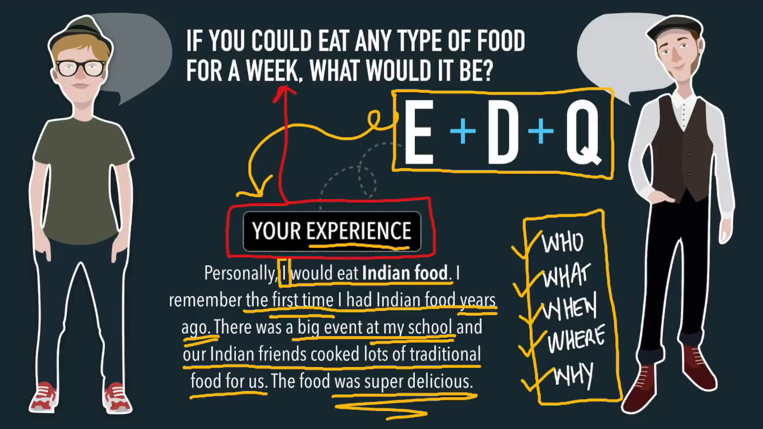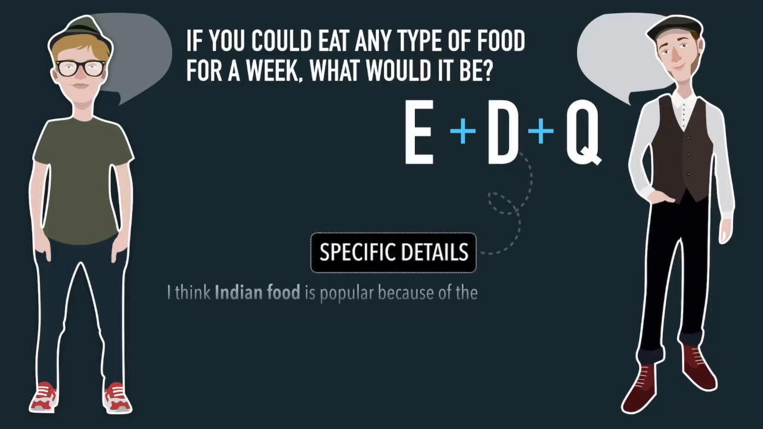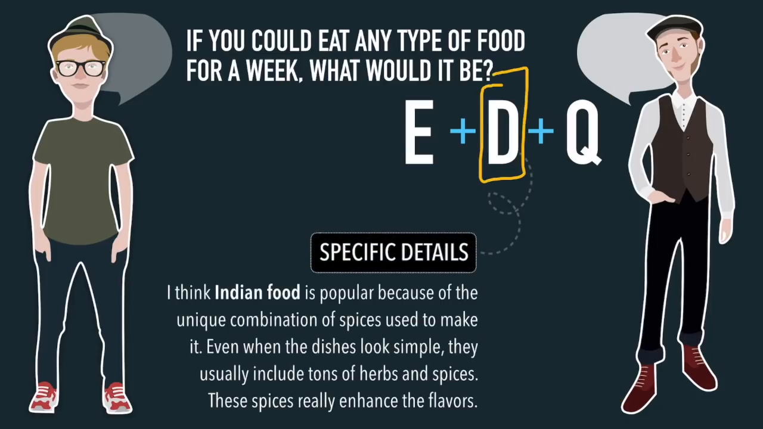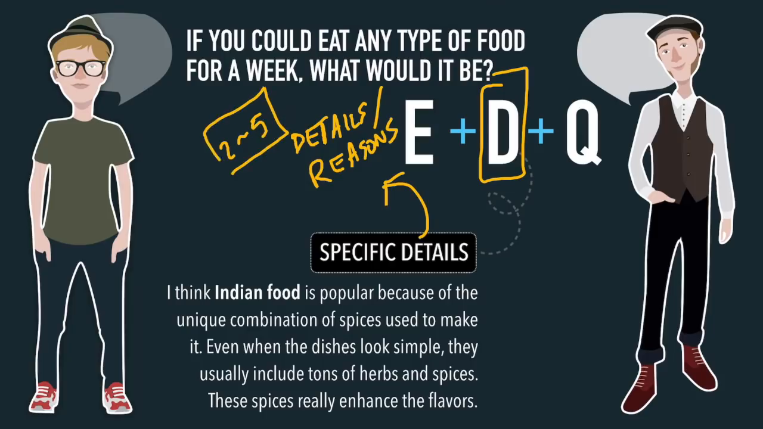So again, I have given more details about my personal experience connected to the topic or the question, and I answered it by connecting it to the 5 W's, okay? So the second part of the equation is the D, all right? Details or reasons, okay? So again, details or reasons. And again, remember, you want to give 2 to 5 in order to sound more natural or like a native speaker. So here's what I said.